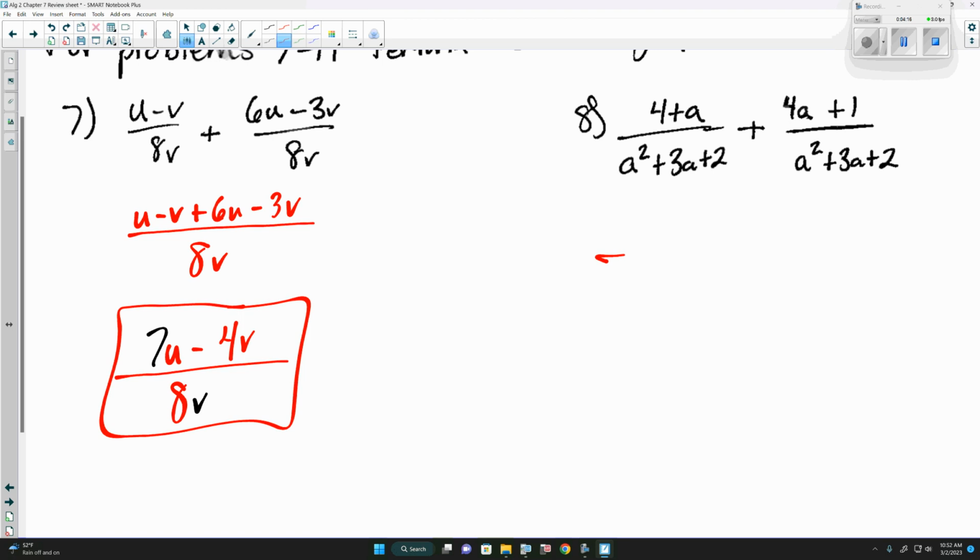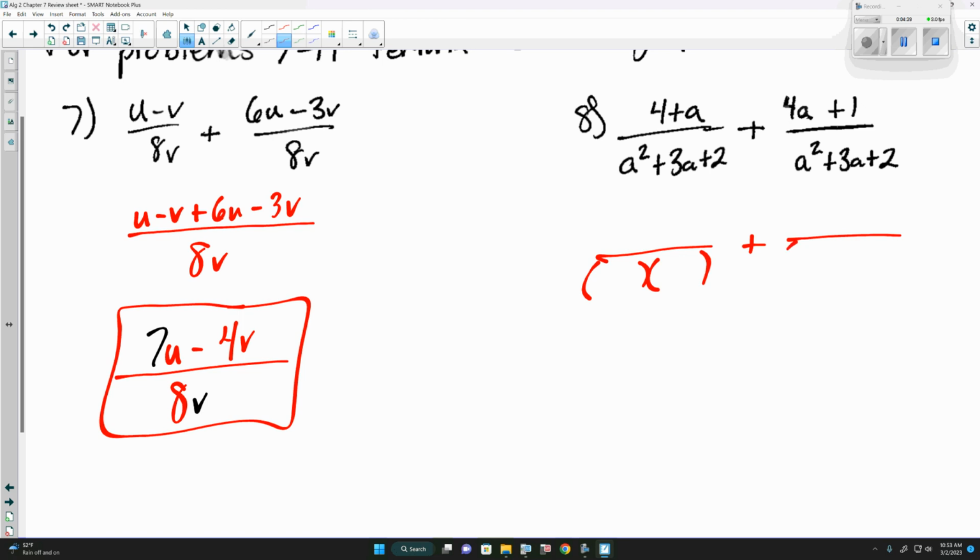Now, we'll go on and do number 8 as well. Are the denominators the same? Yeah. But will a squared plus 3a plus 2 factor? Yeah. So there's one of two things we can do. We can either A, factor it now, or B, factor it after we add and subtract. Might as well go on and factor it now.